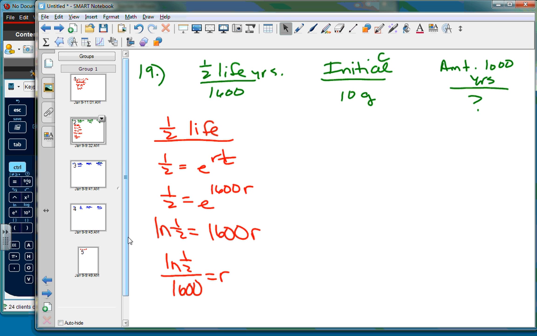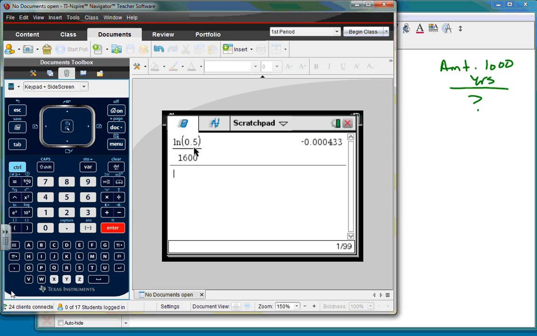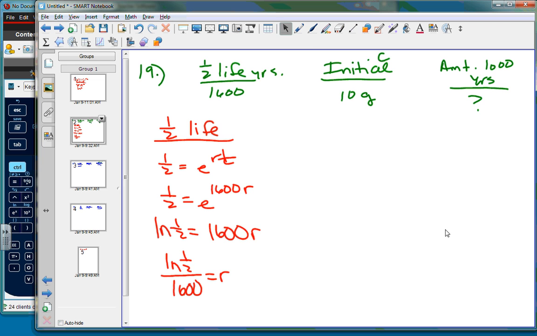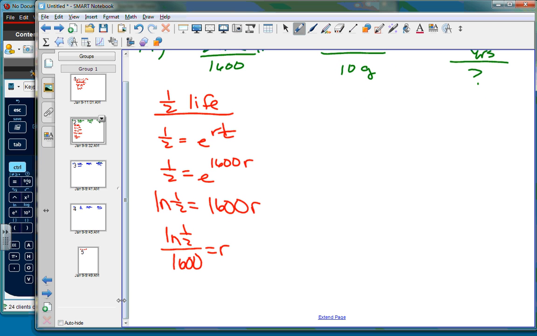So does that mean that this rate makes sense being negative 0.000433? Yes, it's a very slow rate. So is that logical? My rate is negative 0.000433, which is a percent of 0.04%. Okay? Now, that's my rate.